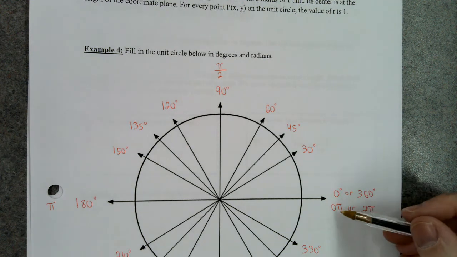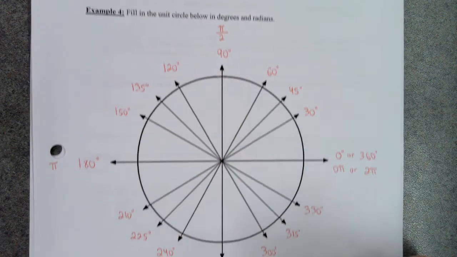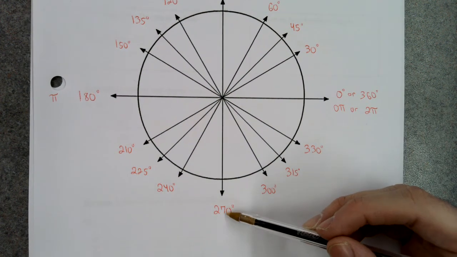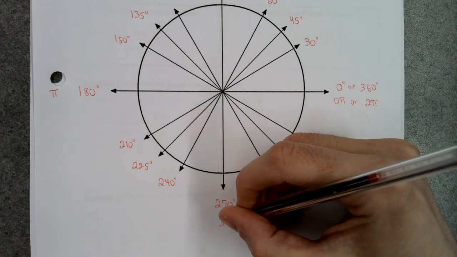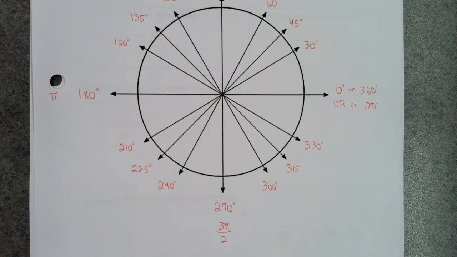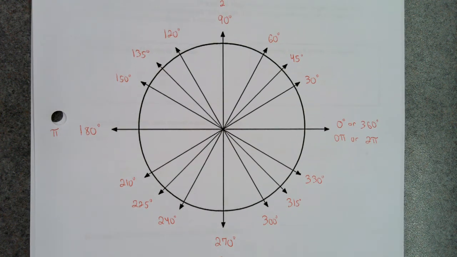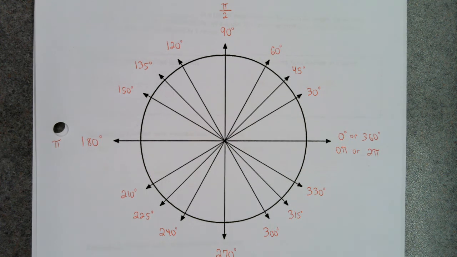If this is 0 pi, and that's pi over 2, and that's 1 pi, then down here will be 1.5 pi, which you're going to write as 3 pi over 2. Again, you need to have this memorized. That is the goal.